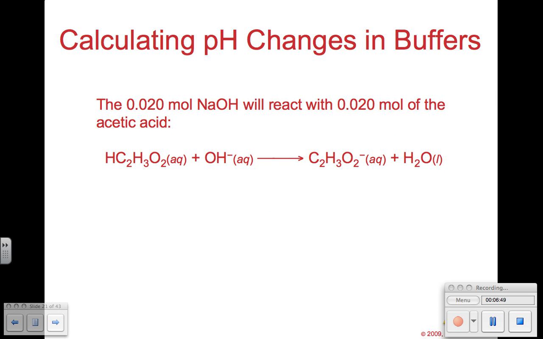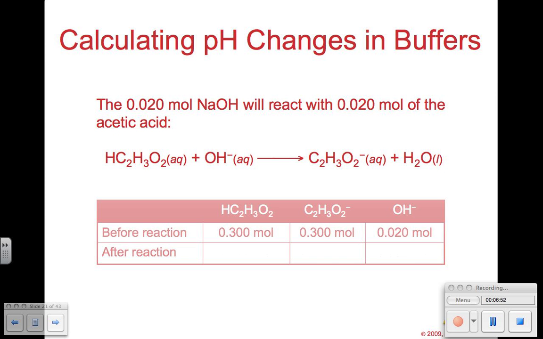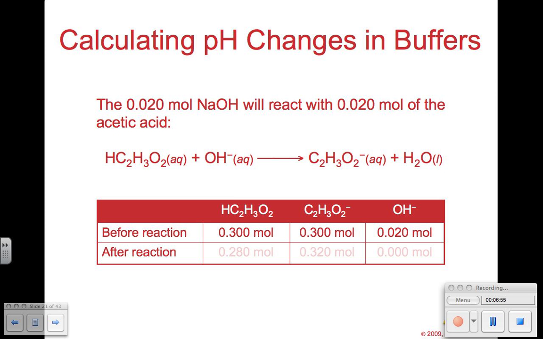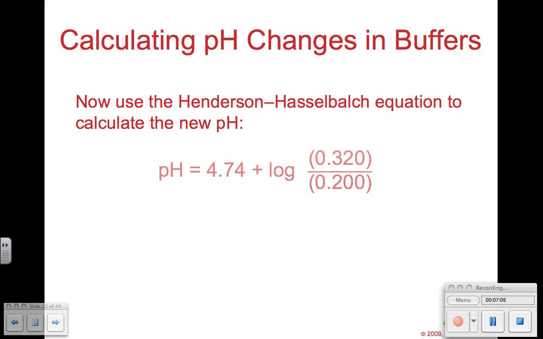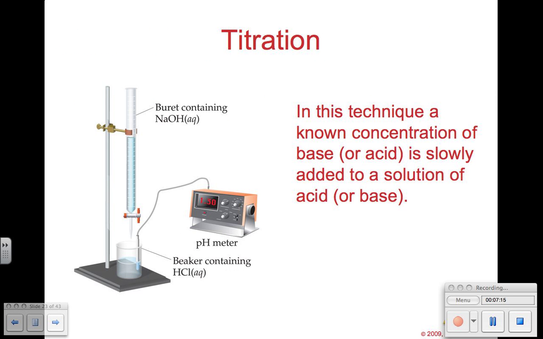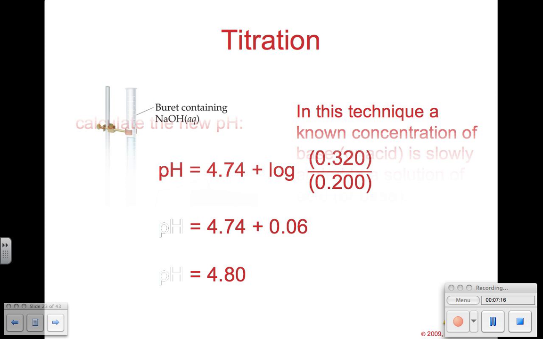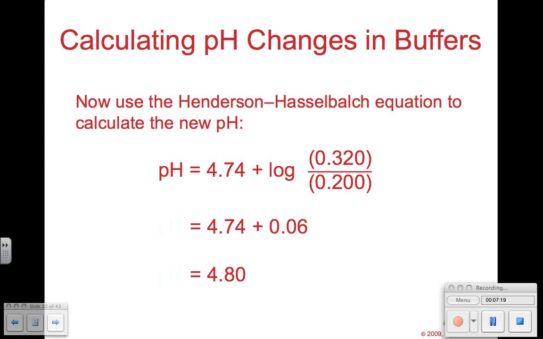Now, if we add 0.02 moles of sodium hydroxide, then you're going to see a change in the acid and the conjugate base. We now have these new concentrations, and you're just going to plug those into the Henderson-Hasselbalch equation and calculate the new pH. All right, and that is where we're going to stop for today, and I will see you in class.